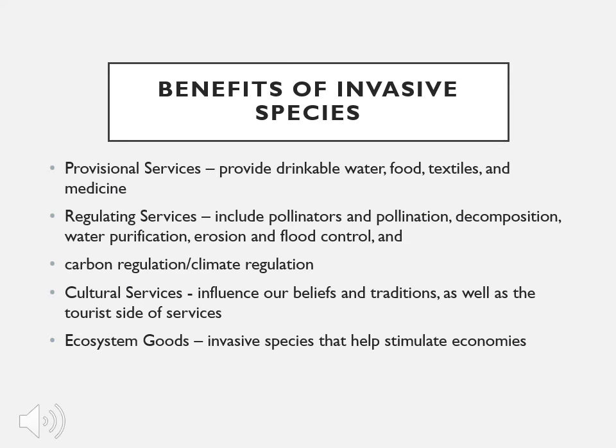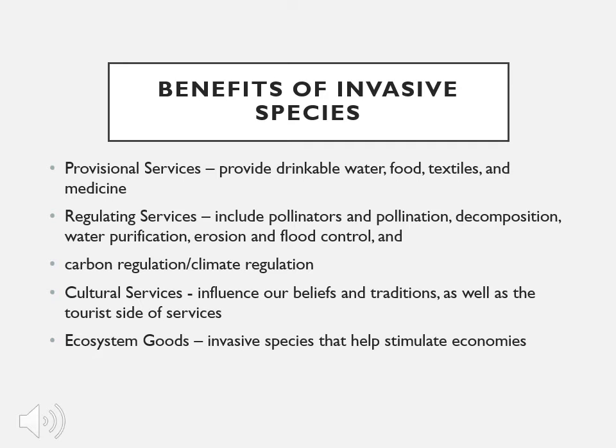Benefits of invasive species can be broken down into 3 different subcategories: provisional, regulating, and cultural. Provisional includes providing drinkable water, food, textiles, and medicine. Examples of this could be the invasive plant species such as acacia and pinus, which were introduced into Africa. They're good for making houses, such as their roofs. The thatch is good for that, as well as medicinal purposes.